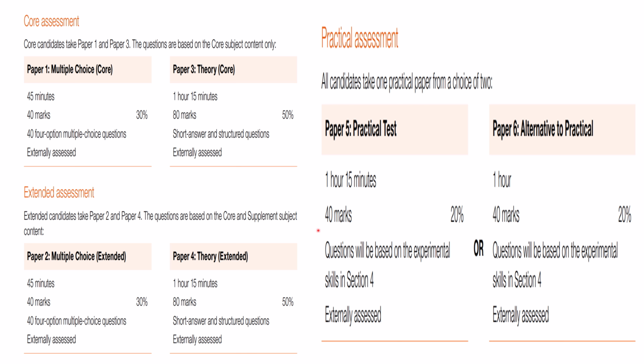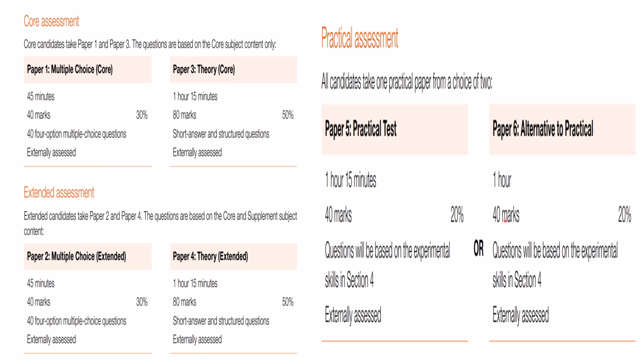Paper 5, the time duration for practical test is 1 hour 15 minutes and it carries 40 marks. The weightage of this paper is 20%. Questions will be based on the experimental skills in section A. Students perform laboratory experiments.